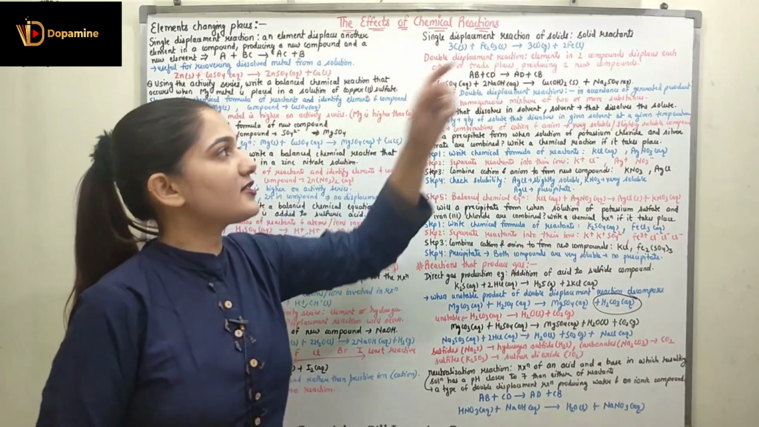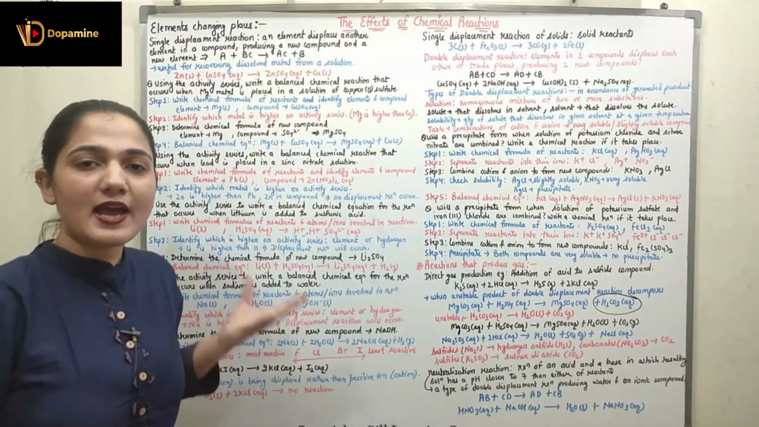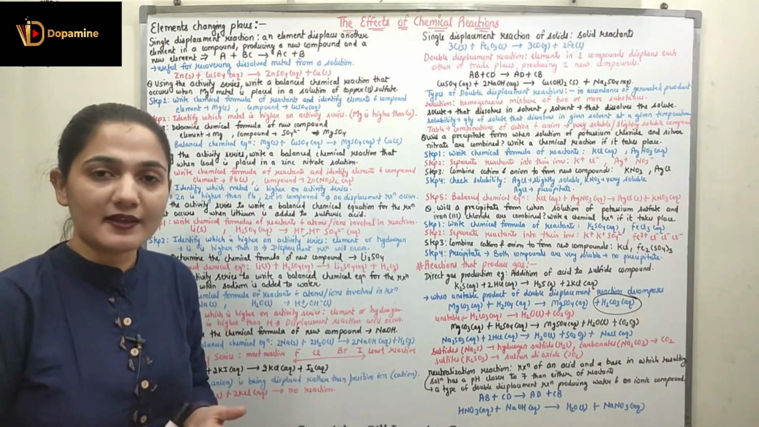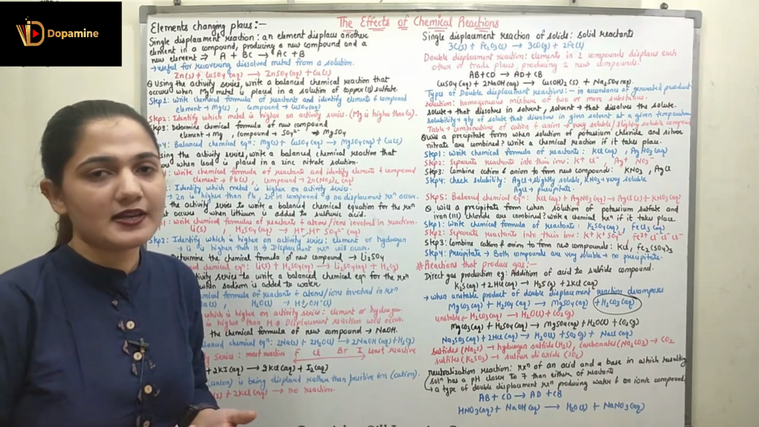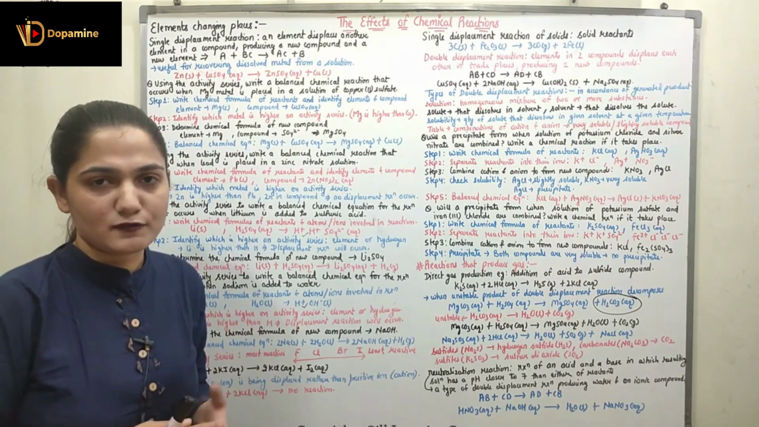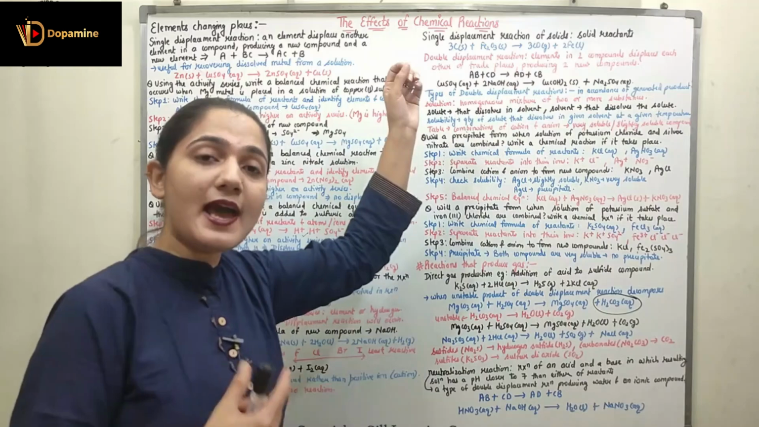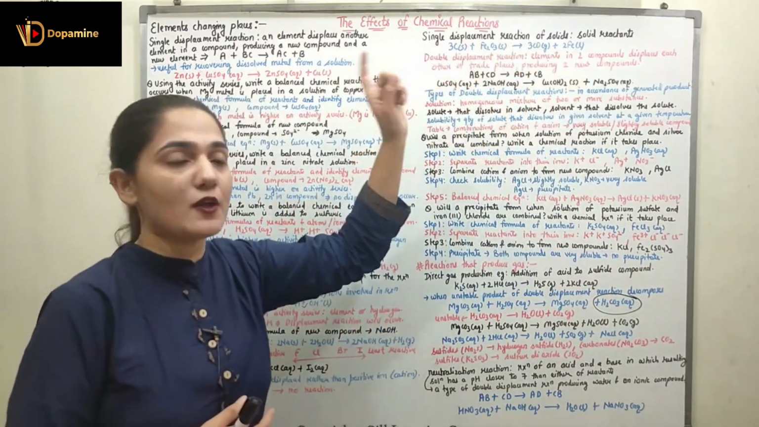Now coming to the single displacement reaction of solids. Up till here we have discussed the single displacement reaction when one of the element or the compound is aqueous, right? And another could be solid or gas, or even it could be in aqueous form, right? So now here we are going to understand what will happen if I have both the element as well as the compound in the solid state.